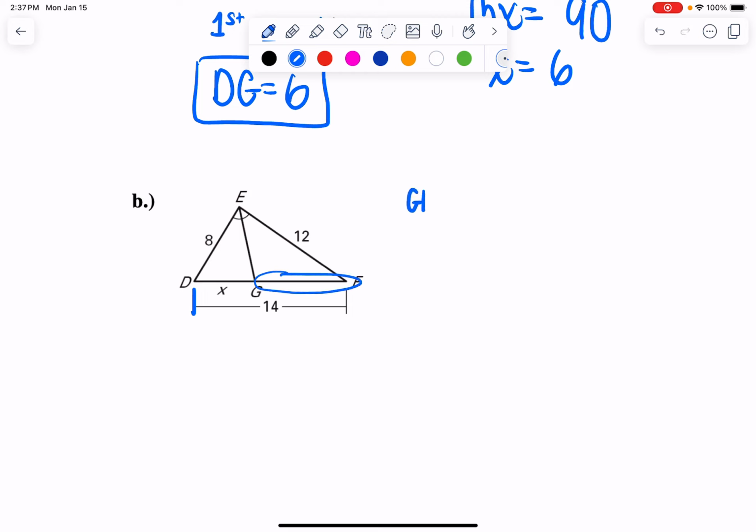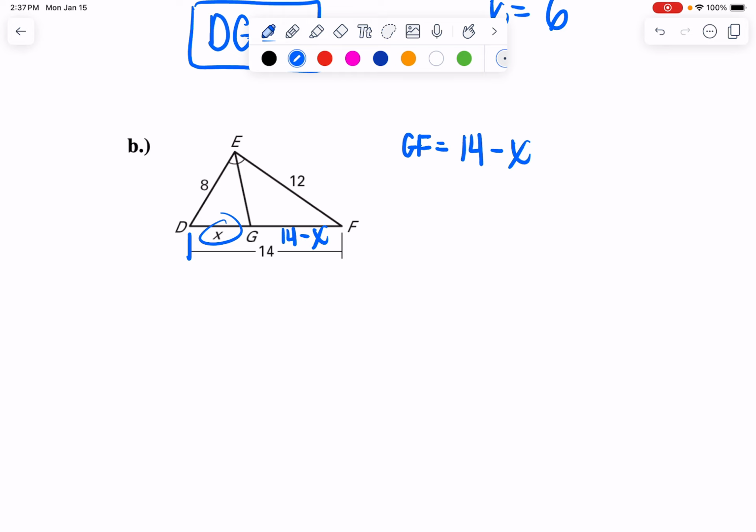Well, the way I like to think of it is like this: if the whole thing is 14 and part of it is x, what I'm going to do with x, the value, is just subtract x from 14. I'm going to replace that expression, 14 minus x, in for GF. Okay, so now I'm going to set my proportion.